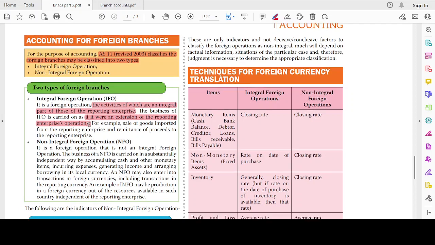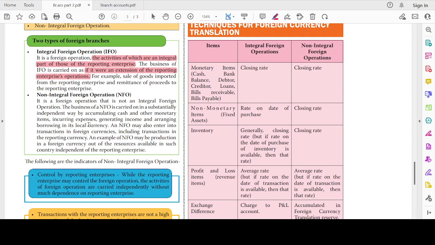Then non-integral foreign operation. It is a foreign operation that is not an integral operation. It's quite a simple definition, right? If every definition were like this, everybody would write it easily.